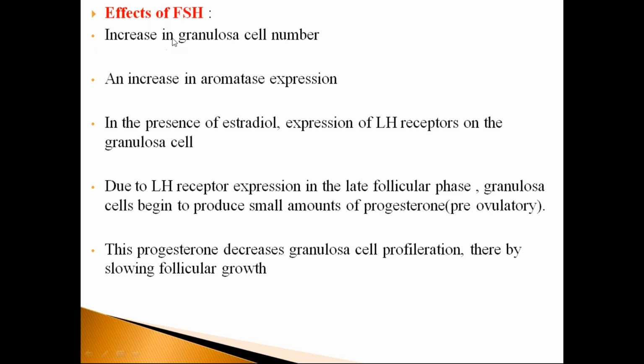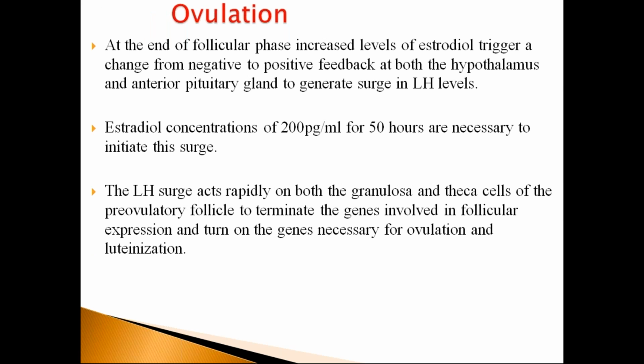So the effects of FSH: it increases granulosa cell number, increases the aromatase expression, which is required for estrogen production from androgens, and, in the presence of estradiol, induces expression of LH receptors on the granulosa cells. Due to LH receptor expression in the late follicular phase, granulosa cells begin to produce a small amount of progesterone as well. After the development of follicles, from primordial, primary, secondary, to antral, when the dominant follicle is ready, it will ovulate. So at the end of the follicular phase, there are increased levels of estradiol.